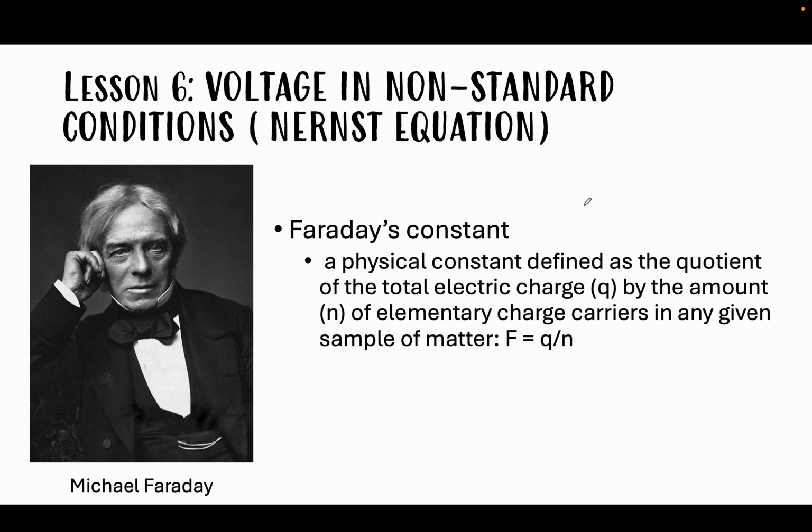Now, another parameter introduced is F, or the value of Faraday's constant. It is a physical constant defined as the quotient of the total electric charge Q by the amount, so N, of elementary charge carriers in any given sample of matter, where the Faraday's constant F is equal to total electric charge divided by number of, in this case, electrons, so Q over N.